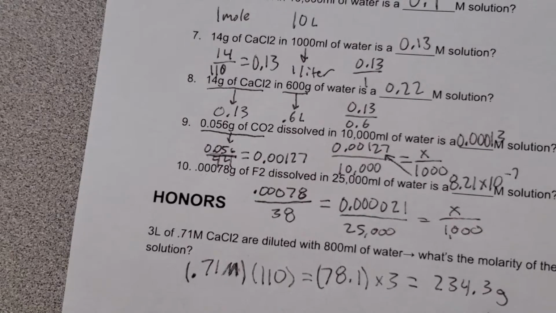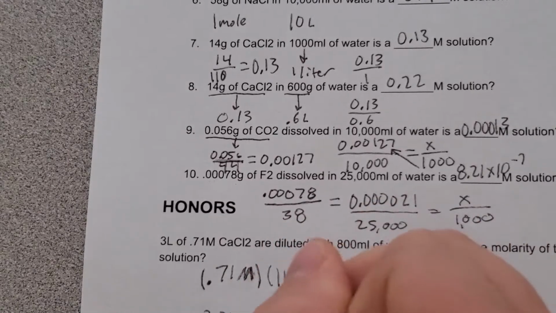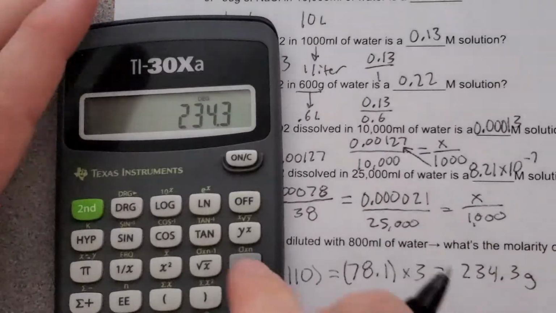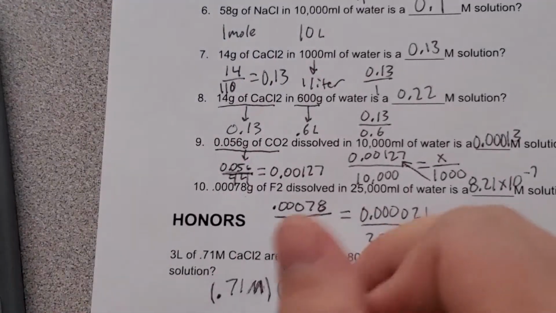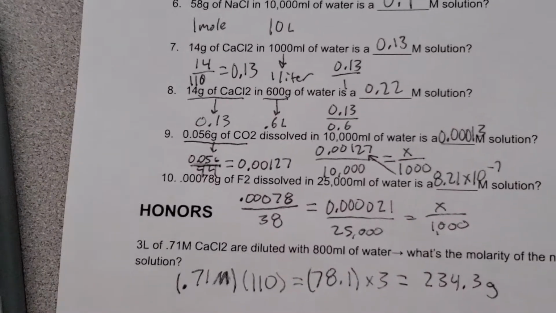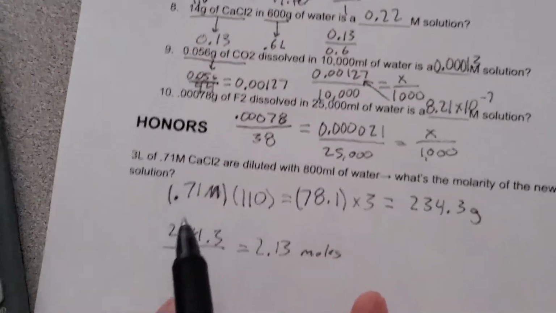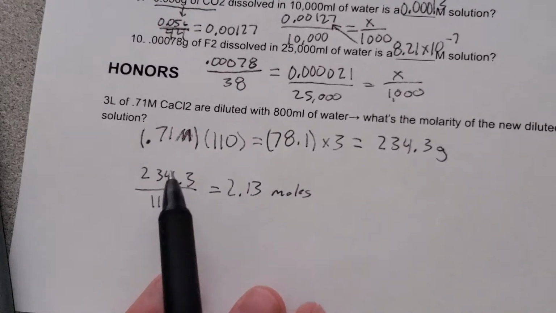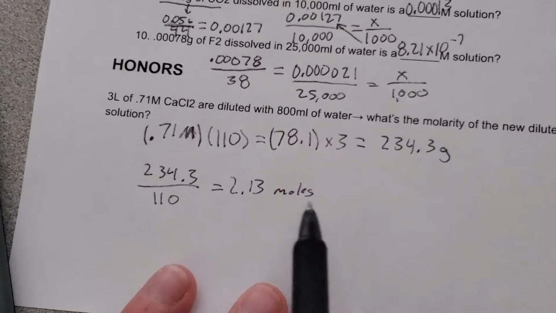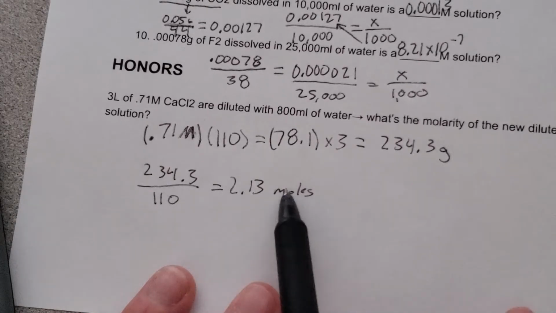Now let's take this and find out how many moles we have. 234.3 divided by 110, so that's the proper weight, gives us 2.13 moles. Oh, sorry, excuse me, you guys couldn't see that. Okay, so 234.3 divided by 110 equals 2.13 moles. We're just dividing the weight of our calcium chloride by the proper weight. We're going to get the moles.